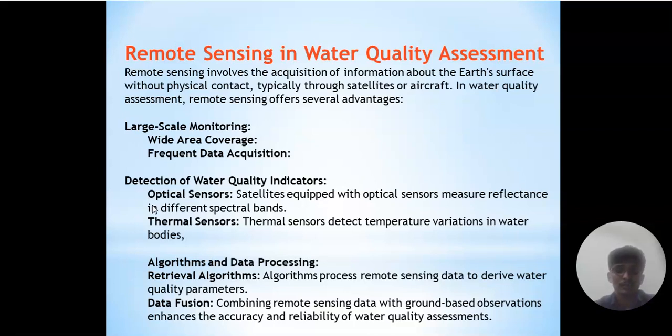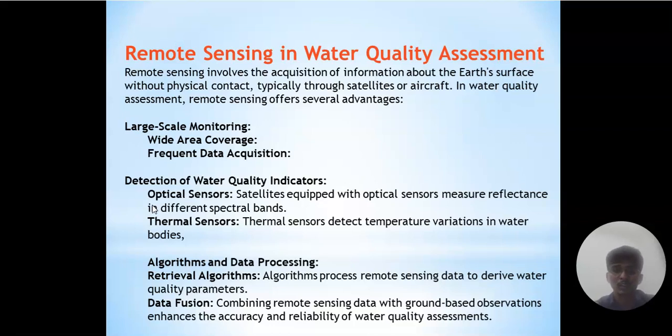Then we can say satellites equipped with optical sensors measure the reflectance in different spectral bands. This measurement can be used to estimate water quality indicators such as turbidity. Then the next one is algorithms and data processing.